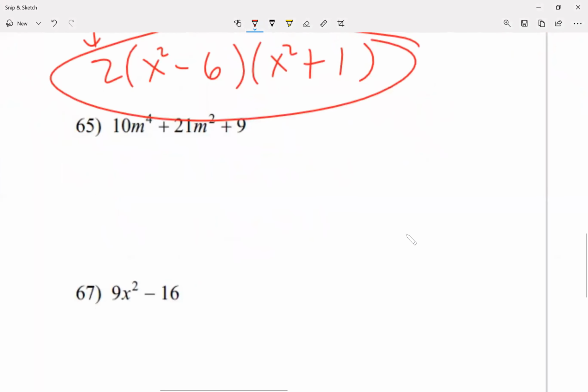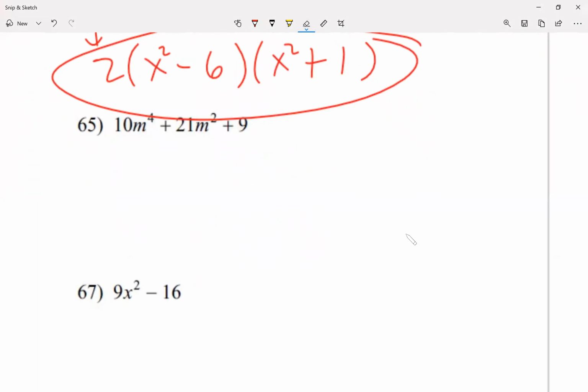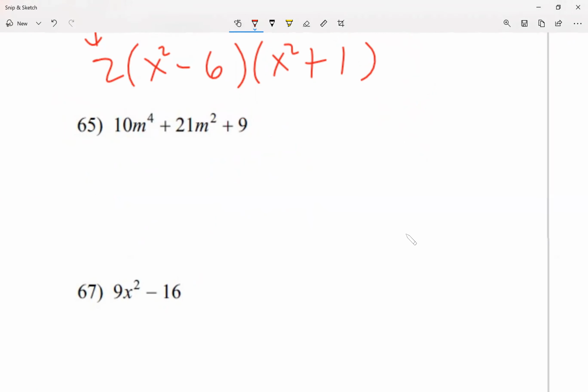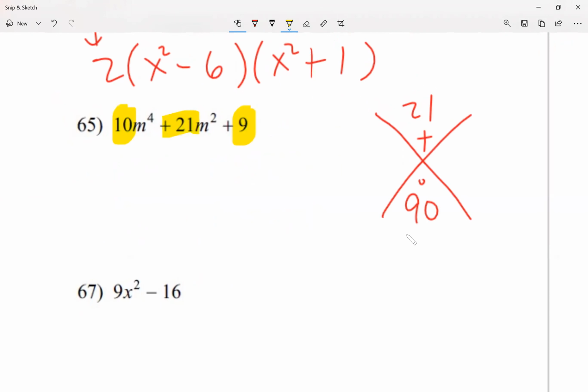All right, let's take a look at number 65. Can I divide everything by 10? No. All right, so I'm looking for two numbers that when I multiply it is equal to 90, but when I add them is equal to 21. The 90, again, I multiply 10 times 9, and you guys can see where I got the 21 from.